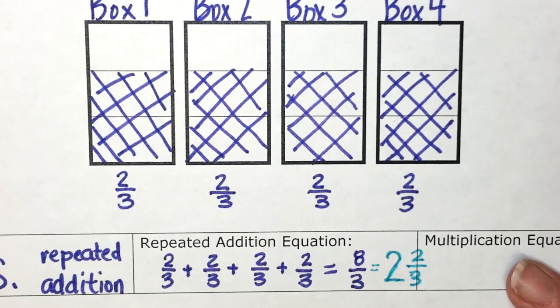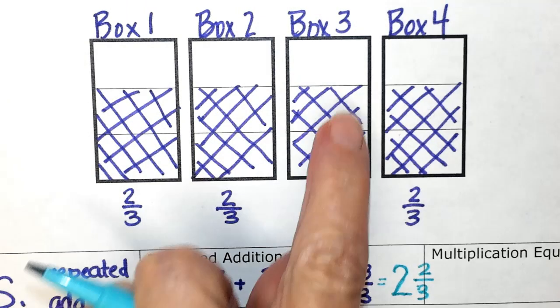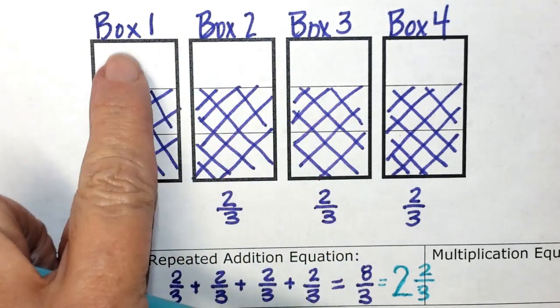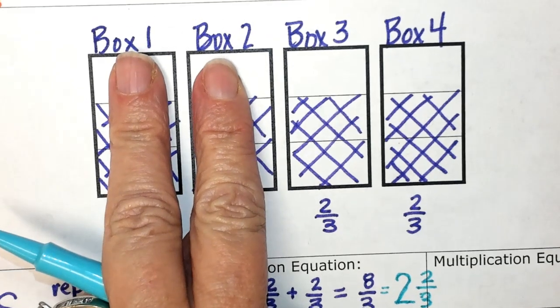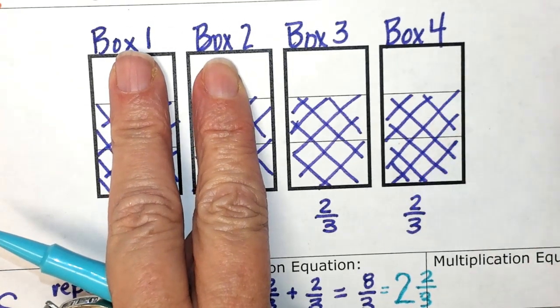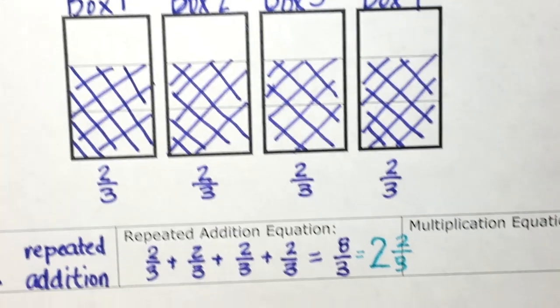And that makes sense, because if I were to go back to my model, I could quickly say, well, this piece could go here, and this piece could go there, so that would give me my 2 whole models, and then I would have my 2/3 left over. So yes, that makes sense.